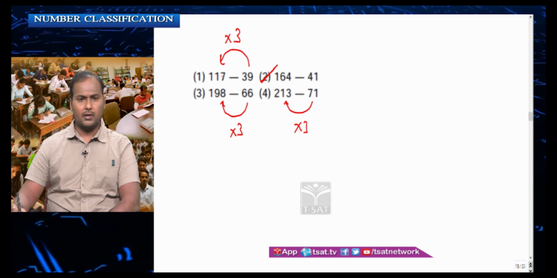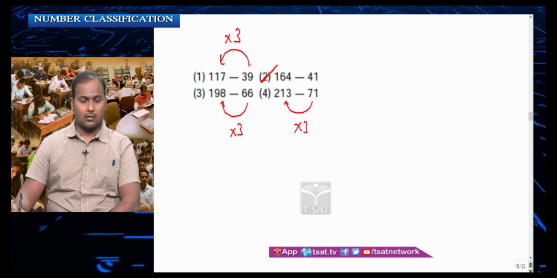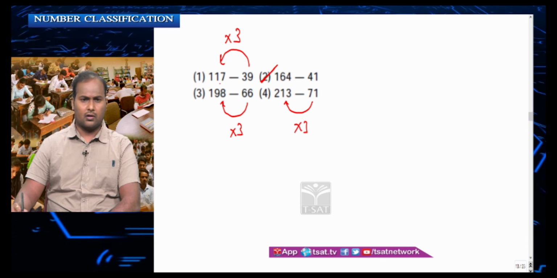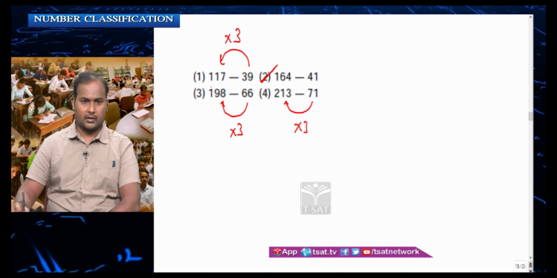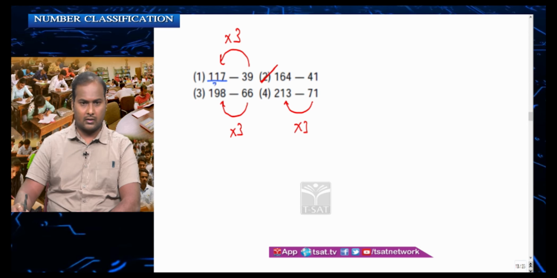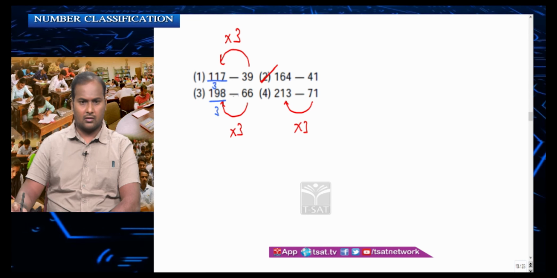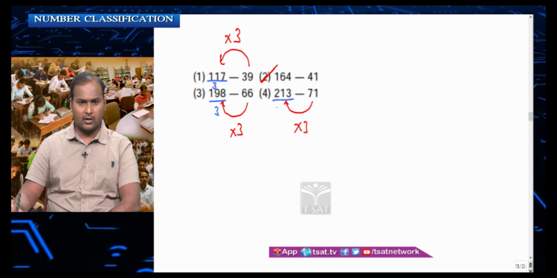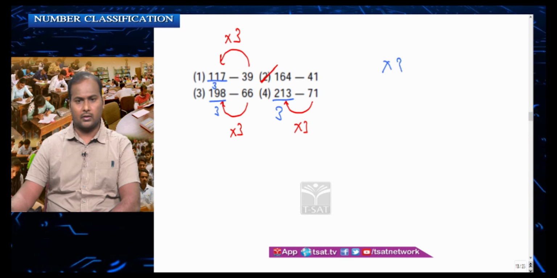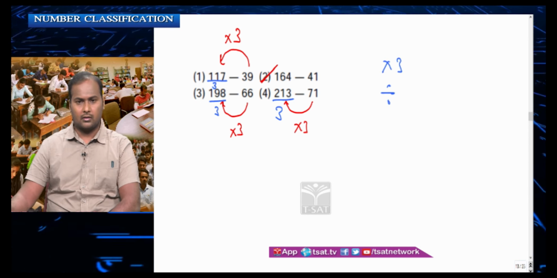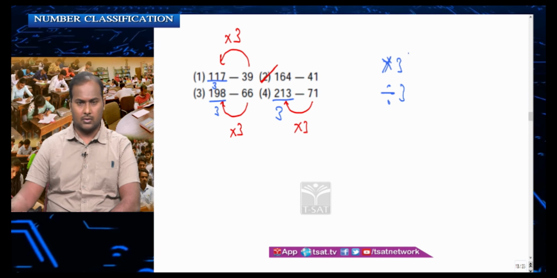Or you may divide also. When you multiply by 3 moving from right to left, if you move from left to right, you just have to divide by 3, then also it is correct. For example, dividing by 3 is also correct. Here also, if you divide by 3, it is correct. Either multiplying by 3 or dividing by 3, both are correct. So you can follow any method.